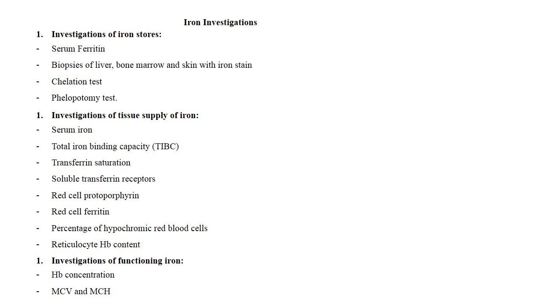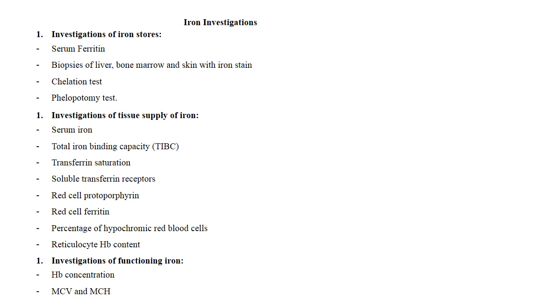The last method is an obsolete test, but it is written in the books, and it is to do the phlebotomy test, in which the patient donates blood until the patient begins to suffer from iron depletion, followed by calculation of the amount of blood needed to be donated until the occurrence of iron depletion. The larger the amount of blood needed to be donated for the occurrence of iron depletion, the larger the iron store.